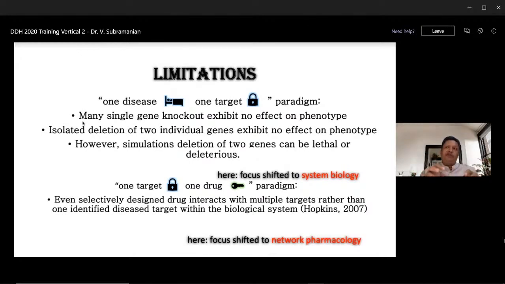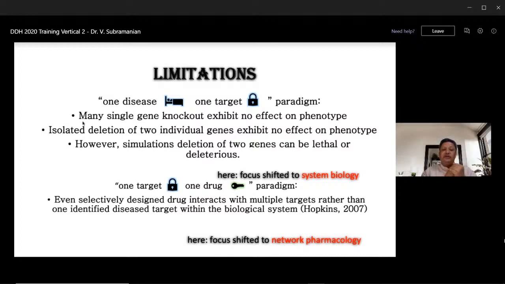So that means the one disease, one gene paradigm is not useful. We have to think beyond that. That is why the focus has shifted to system biology. I'll talk a little bit later about system biology. So, one target, one drug, one paradigm.